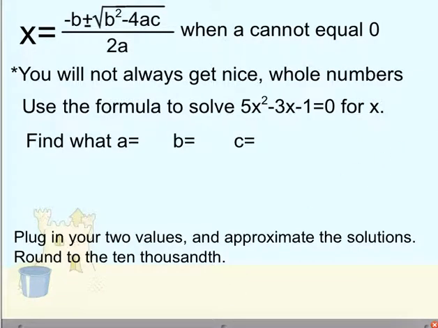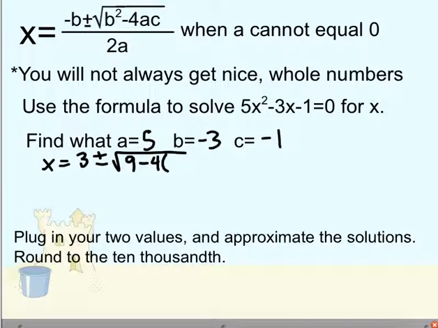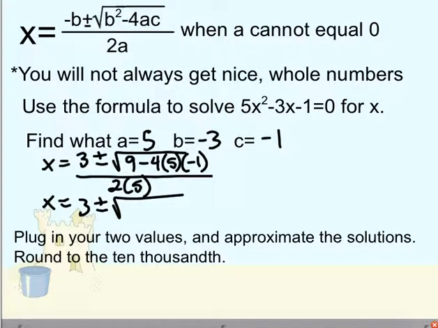All right, so in this case a is 5, b is negative 3, and c is negative 1. So we go ahead and plug it in. x equals negative b. If I have a negative negative 3, I get a positive 3, plus or minus the square root of b squared, so that's 9, minus 4 times 5 times a negative 1, all over 2 times 5. So I get x is equal to 3 plus or minus the square root of 9 plus, because we have a negative and a negative, 9 plus 20 is 29, over 10.